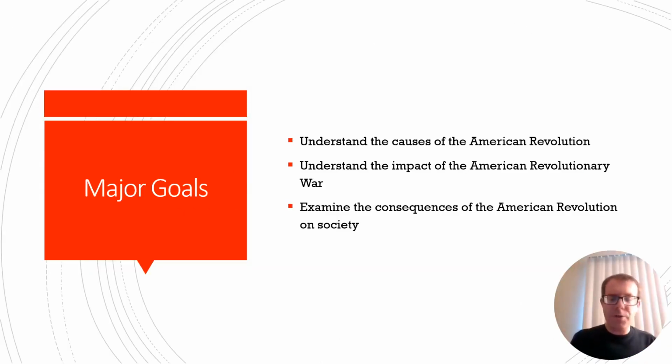So our goals for today are going to be fairly simple. First is going to be understand the causes of the American Revolution. Second, understand the impact of the American Revolutionary War on communities throughout North America. And lastly, we're going to examine the consequences of the American Revolution on society, because the American Revolution has a lot of important consequences for the people who lived in North America.